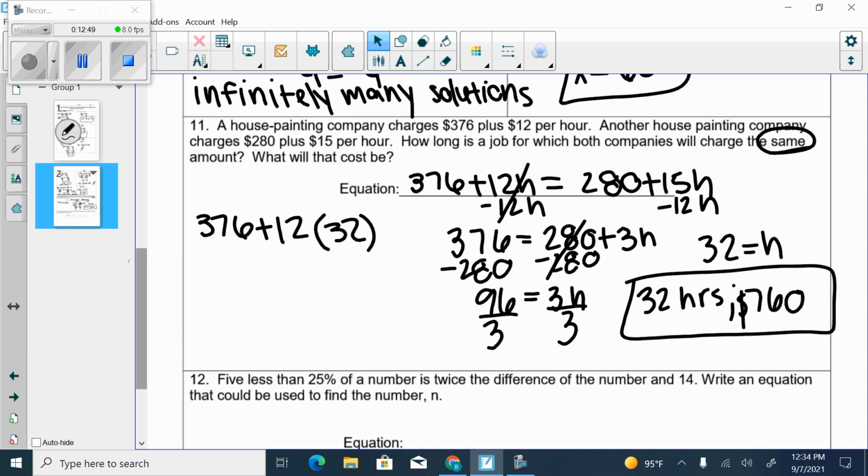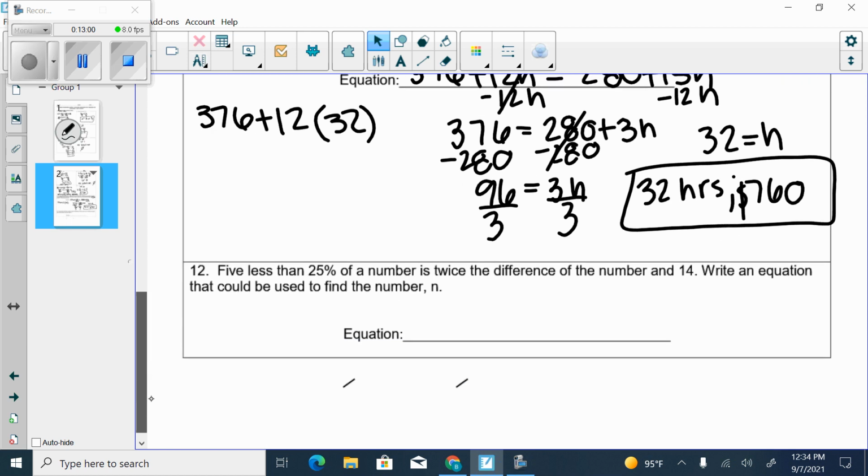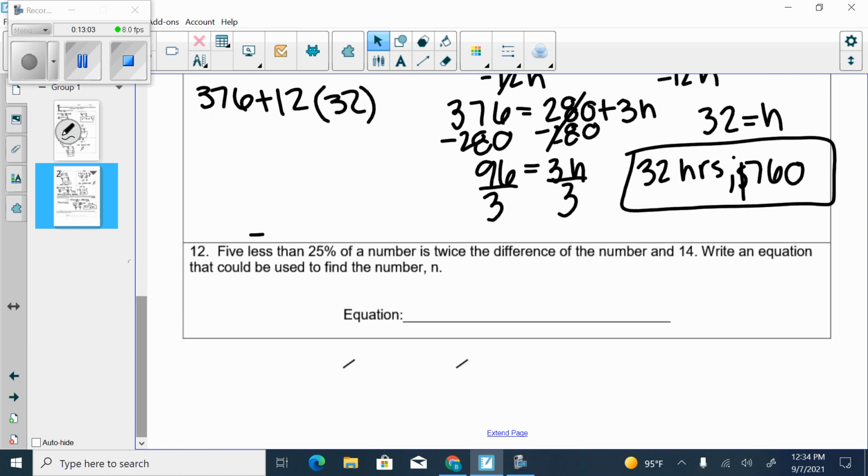Okay, this last one, all it asks us to do is set up the equation. We don't actually have to solve. Okay. So 5 less than, so what does less than mean we're doing? Subtracting. So we're going to be subtracting something from 25% of a number. What does of mean we're doing? Multiplying. So how would I write 25% of a number? 0.25. Do we know what the number is? So n, okay. And it's 5 less than that. So I should be putting subtract 5.